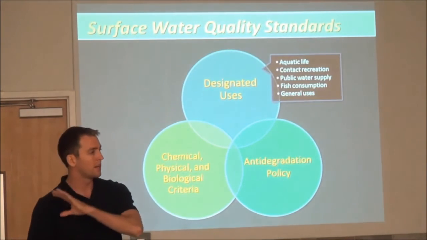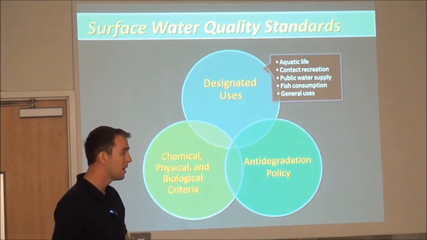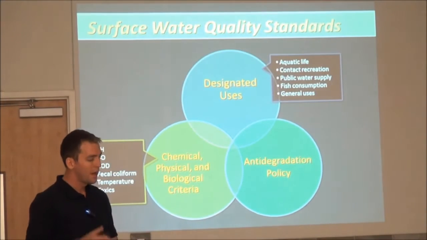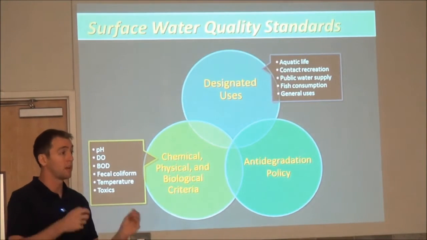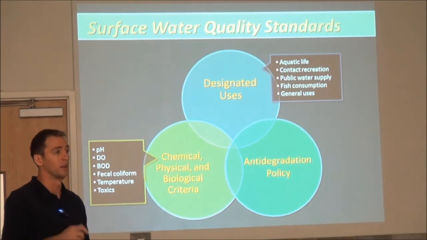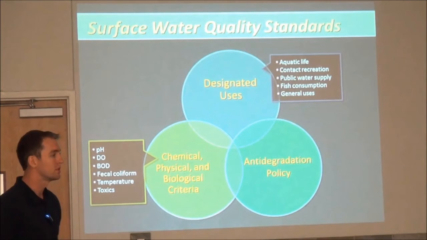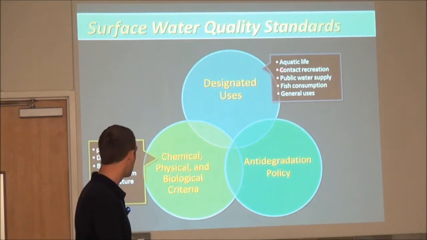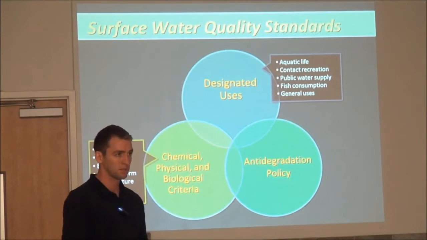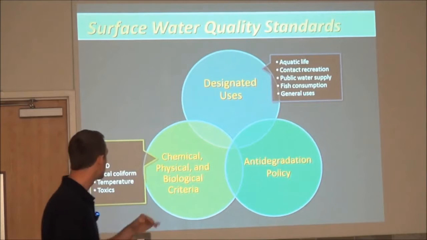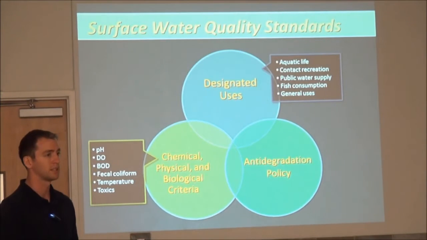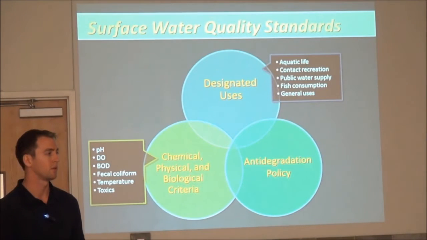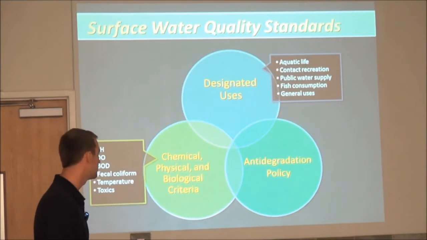And so TCEQ will go in and assign one or more or all, maybe, of these uses to a particular water segment or particular water body. And with each one of these uses comes a different set of standards for each one of the parameters we talked about earlier. Physical, chemical, biological parameters. While the most stringent are going to be the ones dealing with human health, so your contact recreation, public water supply, fish consumption, for example. And then some lesser standards for stuff like ag irrigation. Obviously it doesn't need to be cleaned up quite to the same degree if it's only being used for irrigation as it does for public water supply, human consumption.